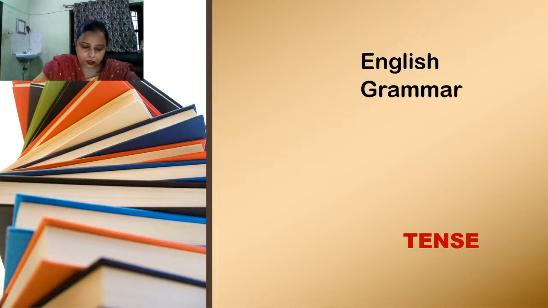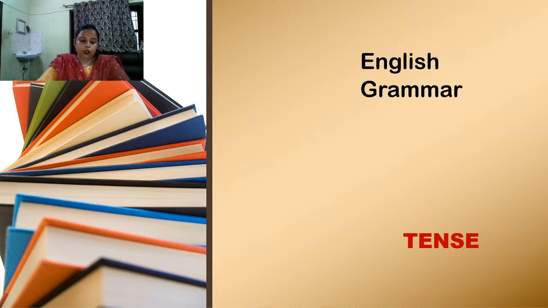Now, the next rule is for the question word. For question-forming words, we can use what, where, when, how, why, plus had, plus subject, plus the third form of the verb, plus object. For example, why had you not gone to Delhi? This is the rule for the formation of an interrogative sentence.